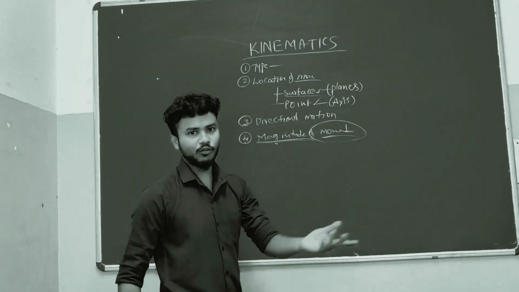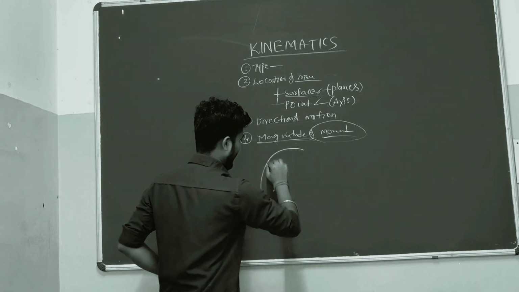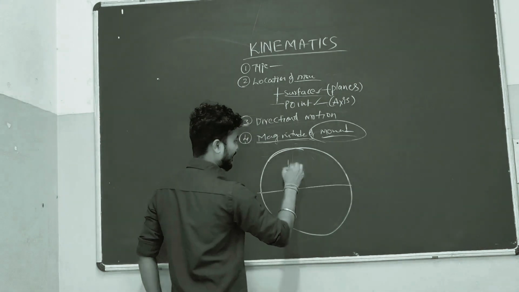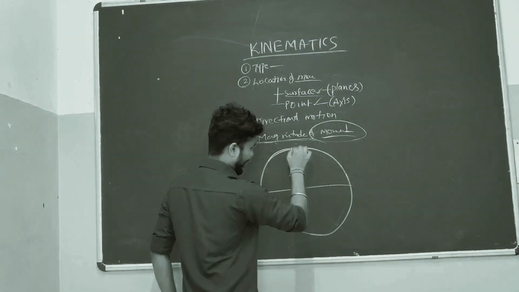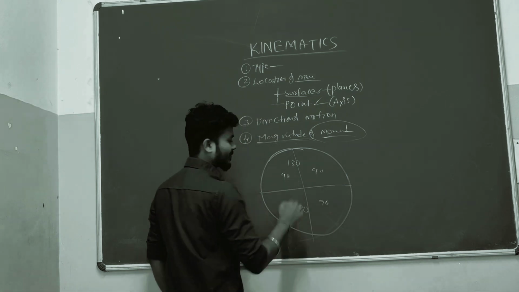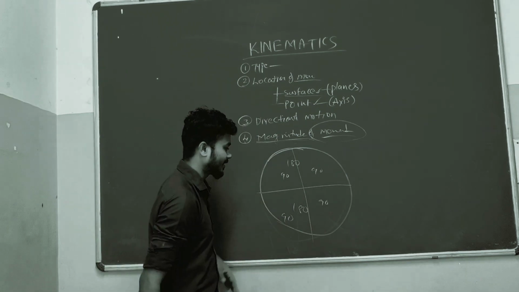How to measure this? Here, this is one circle. If you divide the circle into two halves, here 180, here 180. If we divide like this, this is 90, this is 90, 90, 90. So this is 360 degrees.